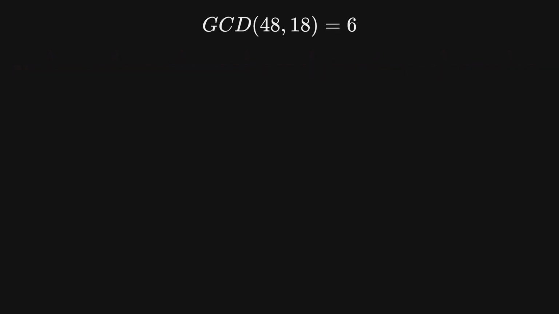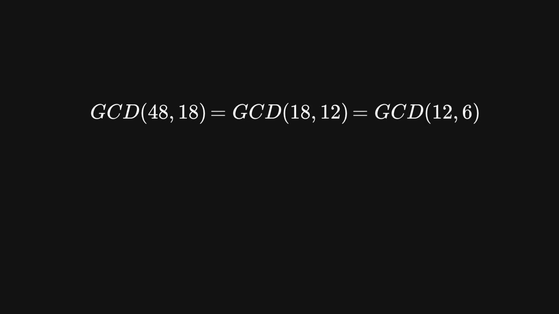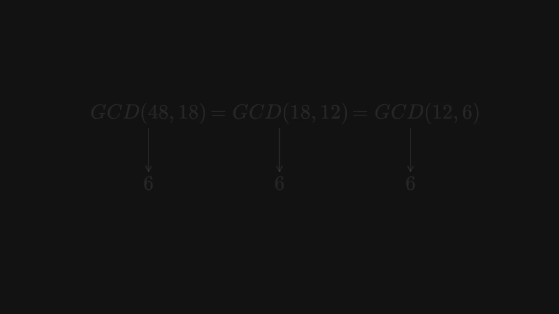The reason why the Euclidean algorithm works is that the GCD remains the same at each step of the algorithm. The GCD of 48 and 18 is the same as the GCD of 18 and 12, which is the same as the GCD of 12 and 6. Since 12 is a multiple of 6, the GCD of 12 and 6 is 6, making it the GCD of all preceding pairs in the algorithm.